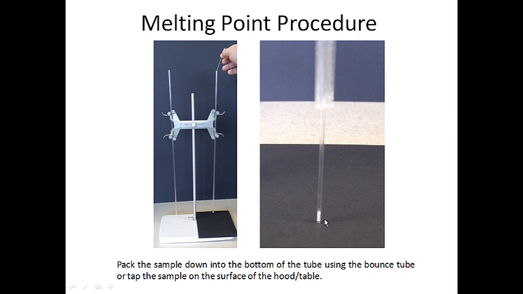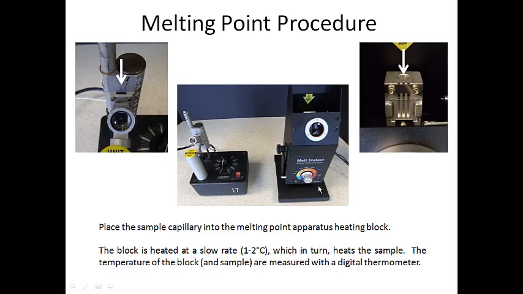Ideally we want 1 to 2 millimeters of sample, or just a small enough amount that we can see it and get a good picture. This is definitely more than 1 or 2 millimeters of the solid. So we put the sample into the capillary tube, pack it down to the bottom of the closed end, and then place it inside the melting point apparatus.